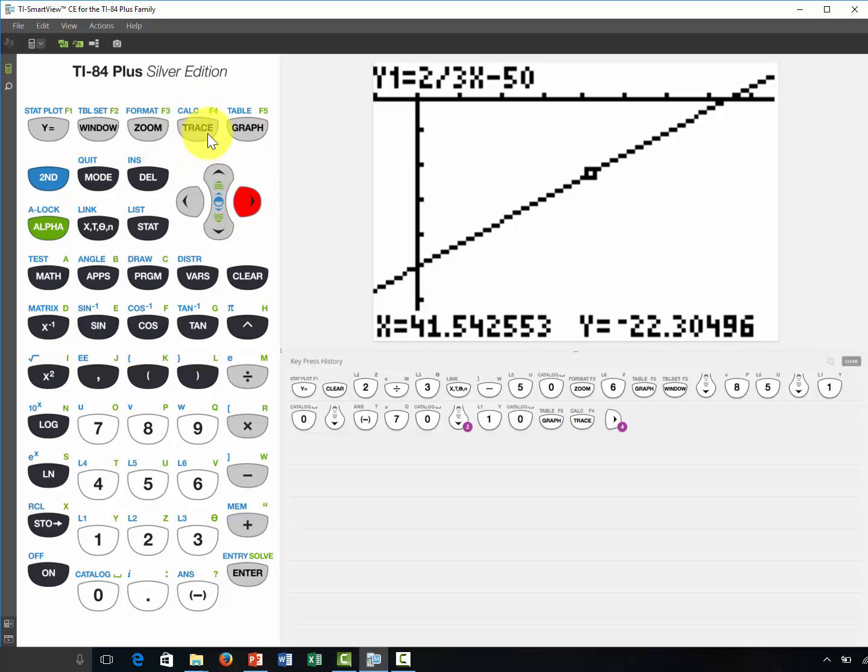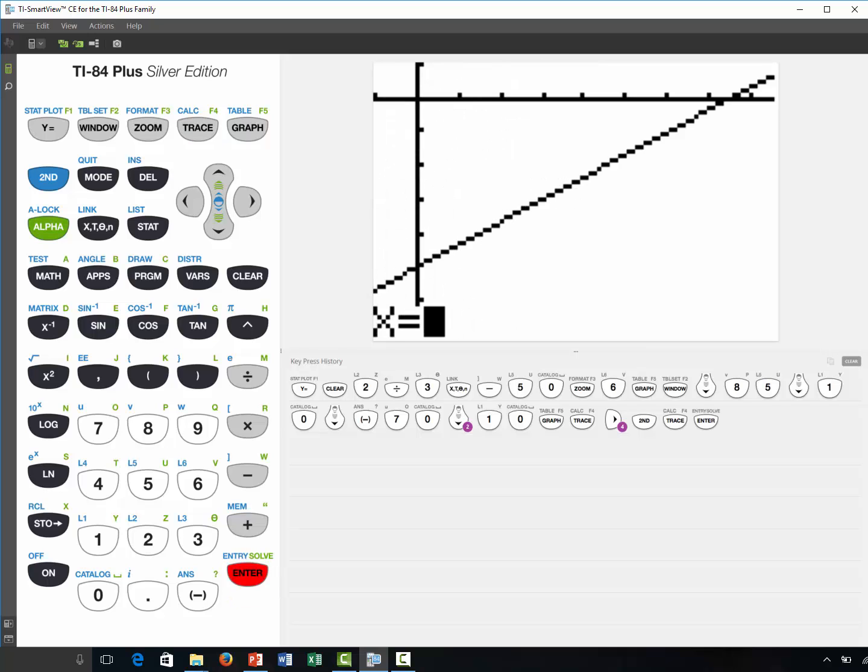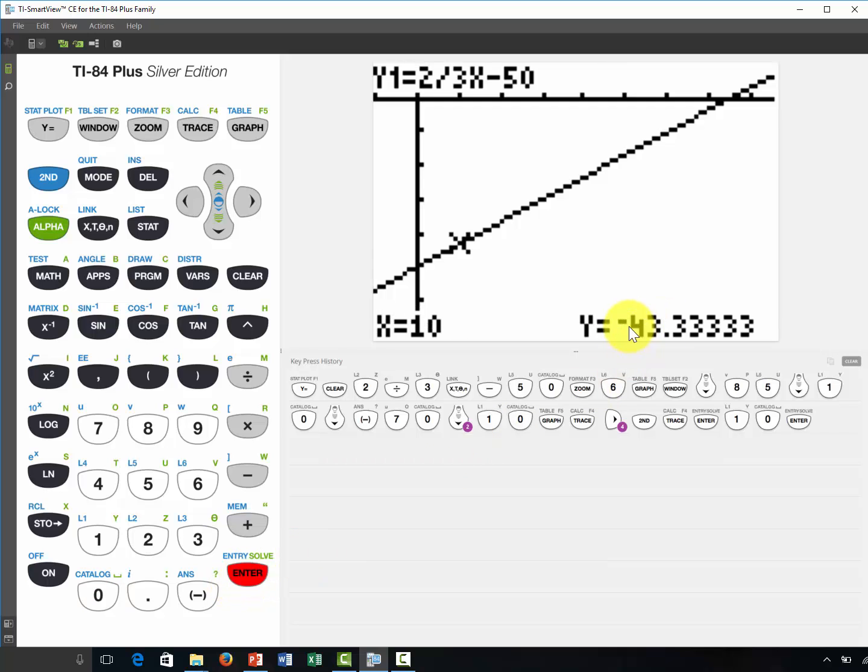And if I hit second trace, which is calculate, there's a nice command called value, and that's number 1. So if I hit that, hit enter, I get this screen, and if I type in a value, x equals, it will find the corresponding y value. So for example, if I wanted to know what is the y value when x is 10, I type in a 10, hit enter, and it tells me y is a negative 43.3 repeating. If I want to know if x is 45, the input of 45 gives me an output of negative 20.